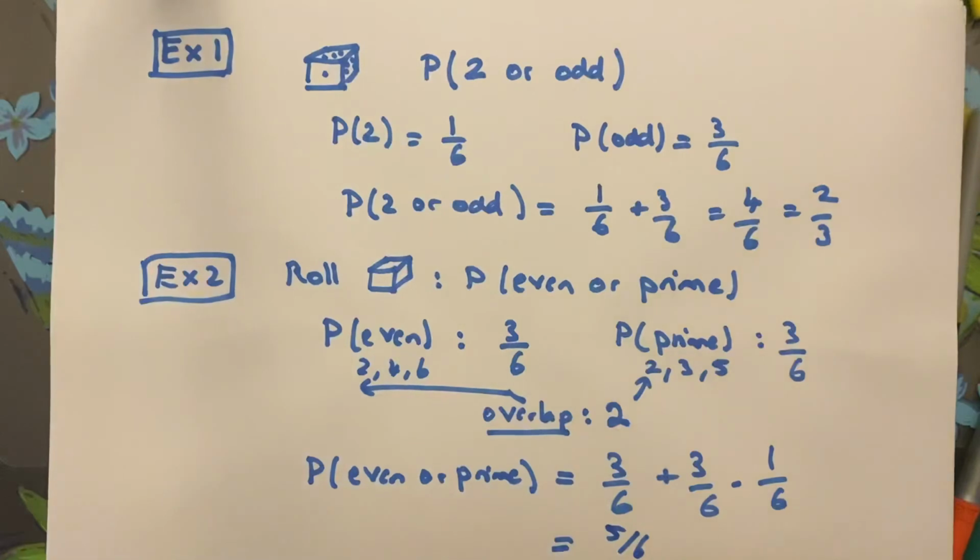Okay, so I'm going to stop there with these 2 examples because we're going to switch gears and go from mutually exclusive and overlapping events to independent and dependent events. And then we'll end our chapter.